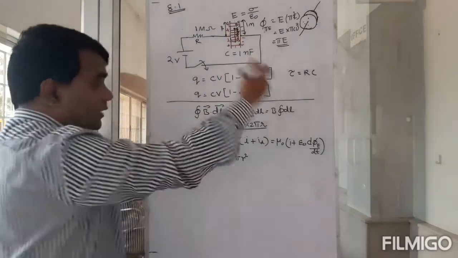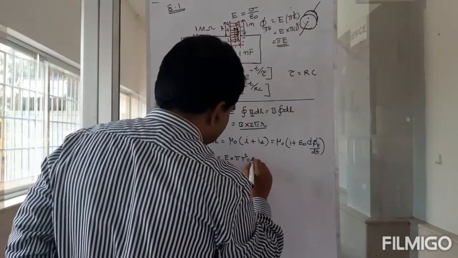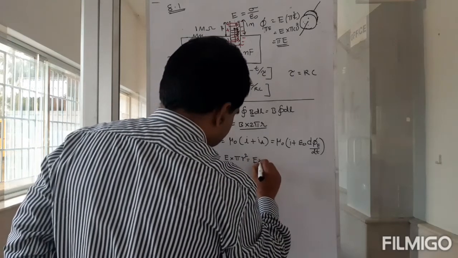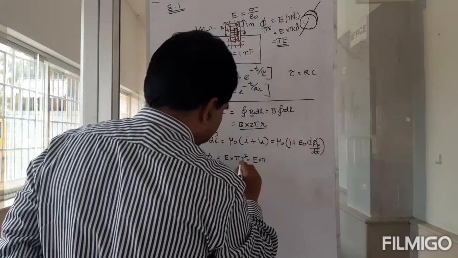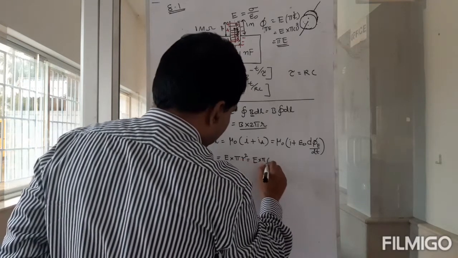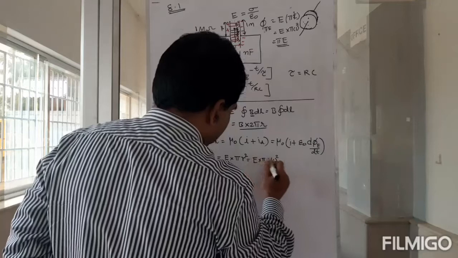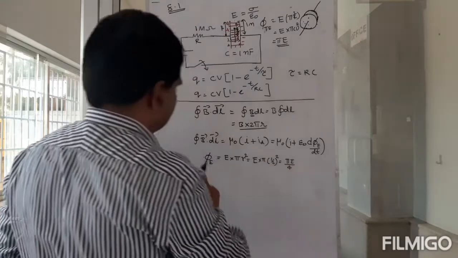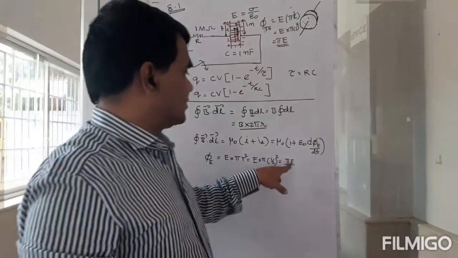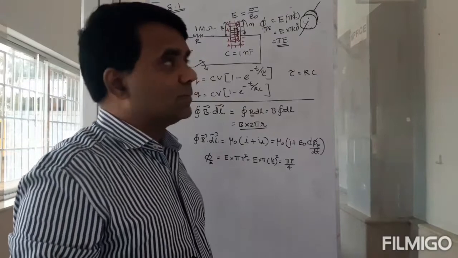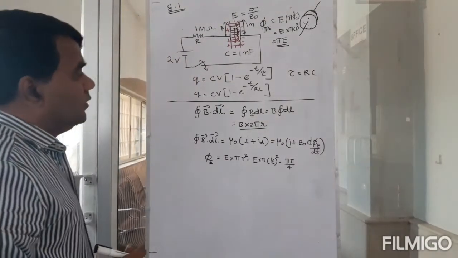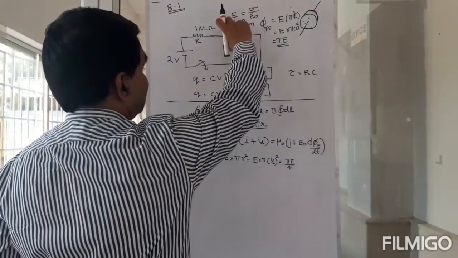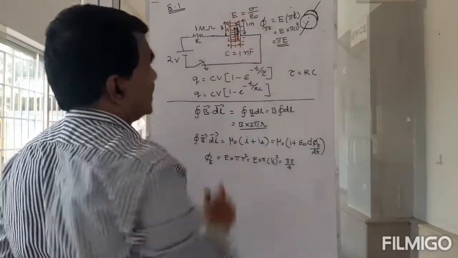And what is r? It's 1 by 2 meters, right? So it's going to be E into pi into 1 by 2 whole squared. So phi E is pi E by 4. That's my phi. Now the question is, what is E? Well, if you compare, E will be sigma by epsilon naught.